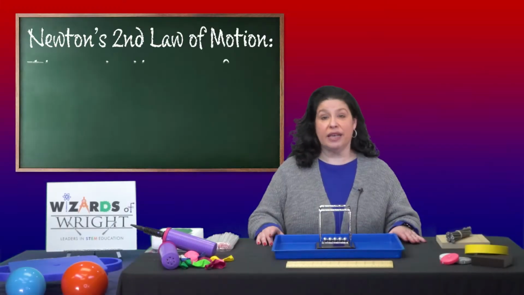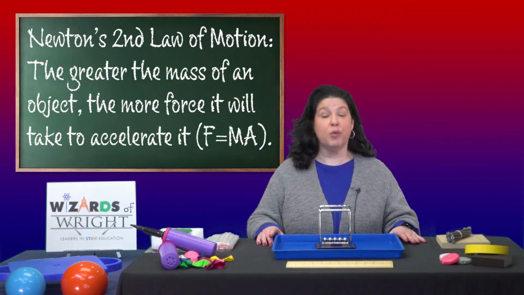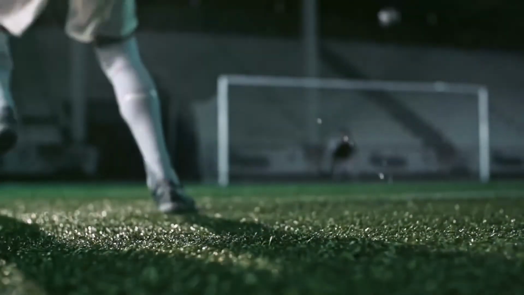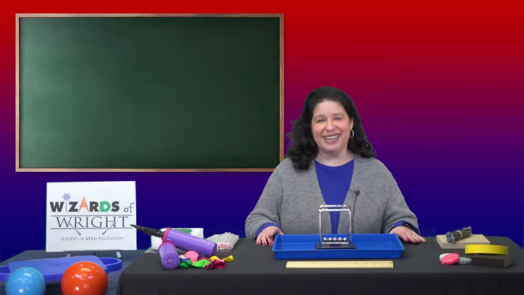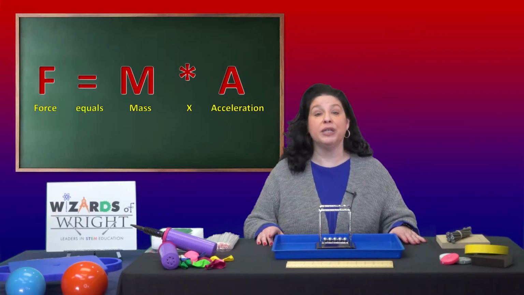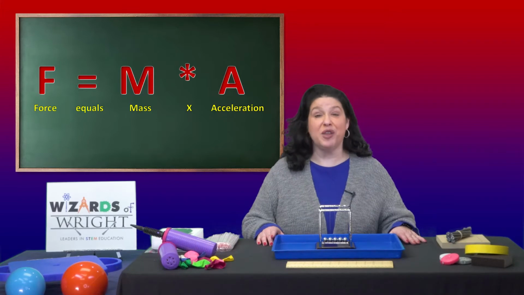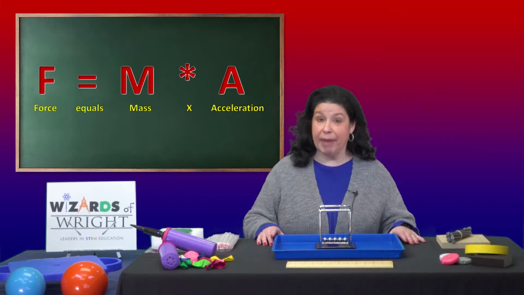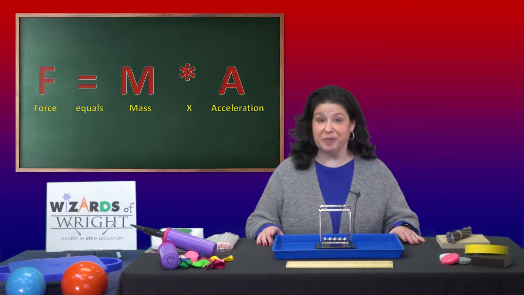The second law says that the greater the mass of an object, the more force it will take to accelerate that object. This also means that the harder you kick a ball, the farther it will go. It is best stated in an equation that relates an object's mass and acceleration to the amount of force involved to cause motion. Force equals mass times acceleration.